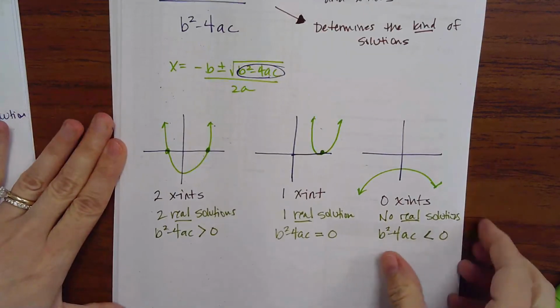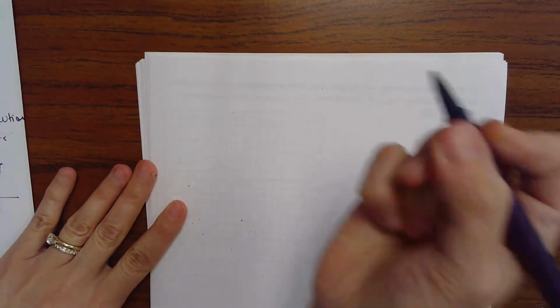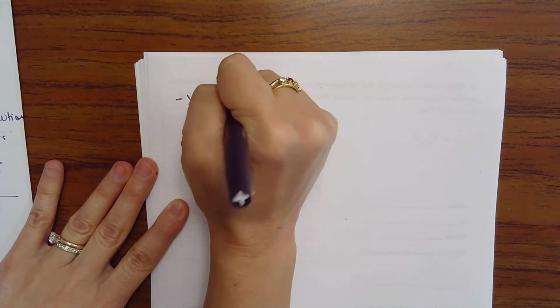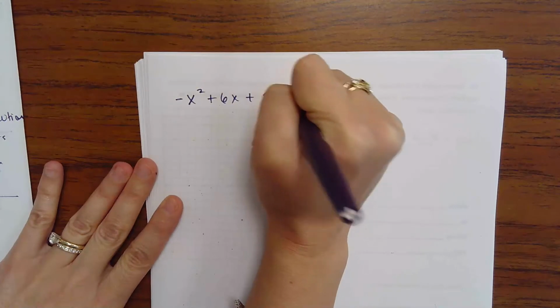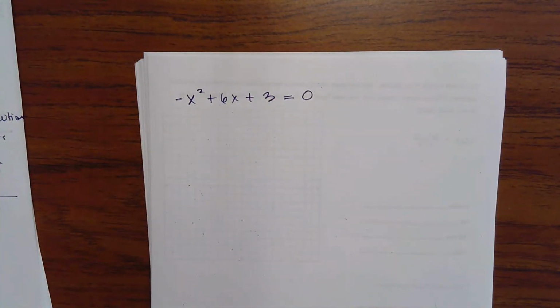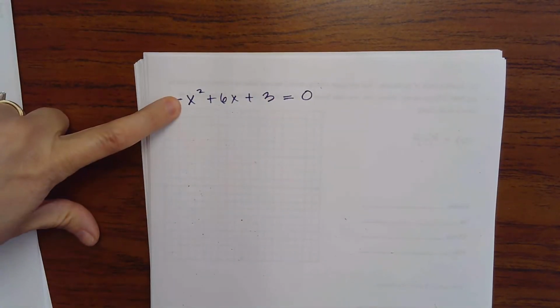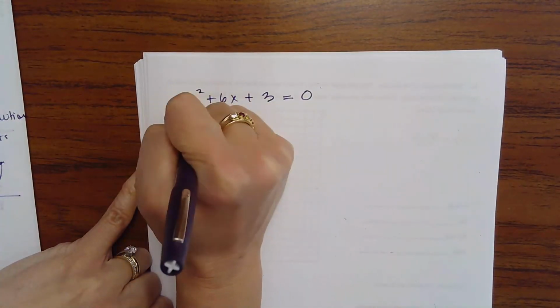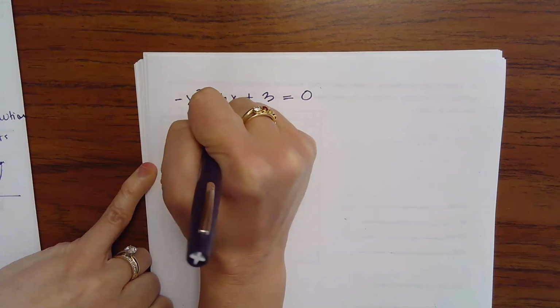So how are we going to use this? Sometimes it's helpful to just look at the discriminant to determine the number of solutions of an equation I give you. If you had a graphing calculator in front of you, the easiest way to determine whether this has two solutions, one solution, or no solutions would be to graph it and look at how many times it touches the x-axis. If you didn't have a graphing calculator, another option is to find the discriminant.